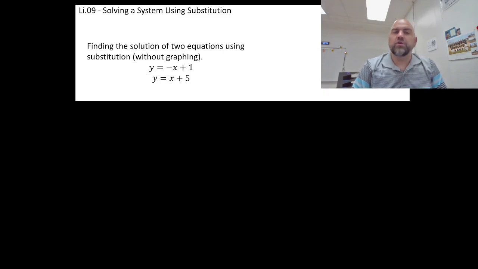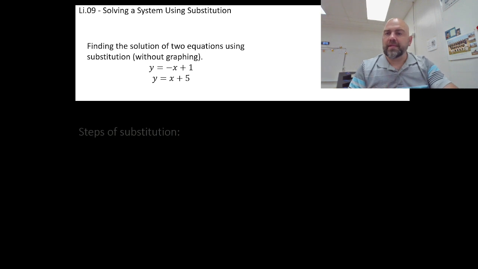Here we have two equations. We have y is equal to negative x plus 1, and we also know that y is equal to x plus 5. Now these are both linear equations which are going to meet at some point. Somewhere along the line they're going to cross each other, and so therefore they're going to have a solution to the system. And that solution is going to be the point, the x, y value, where they meet. So let's take a look at how we solve this using substitution.